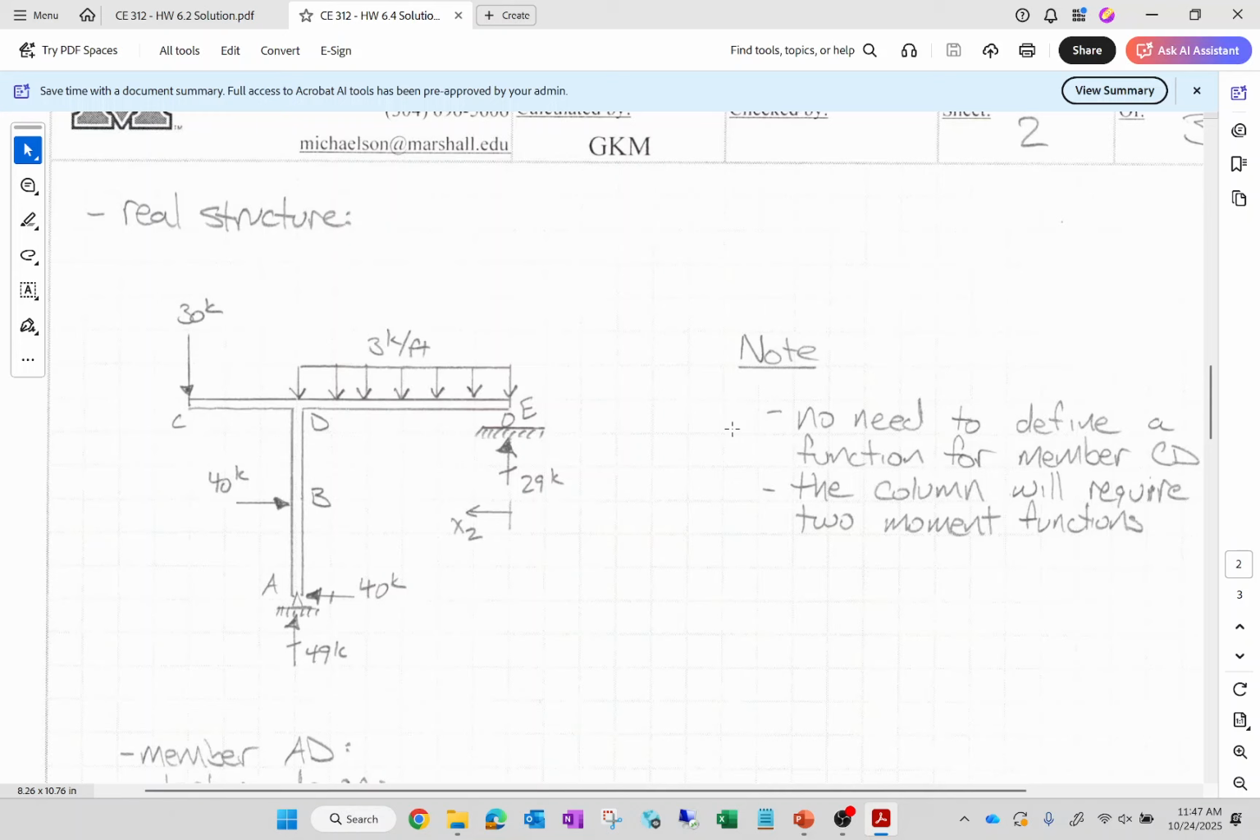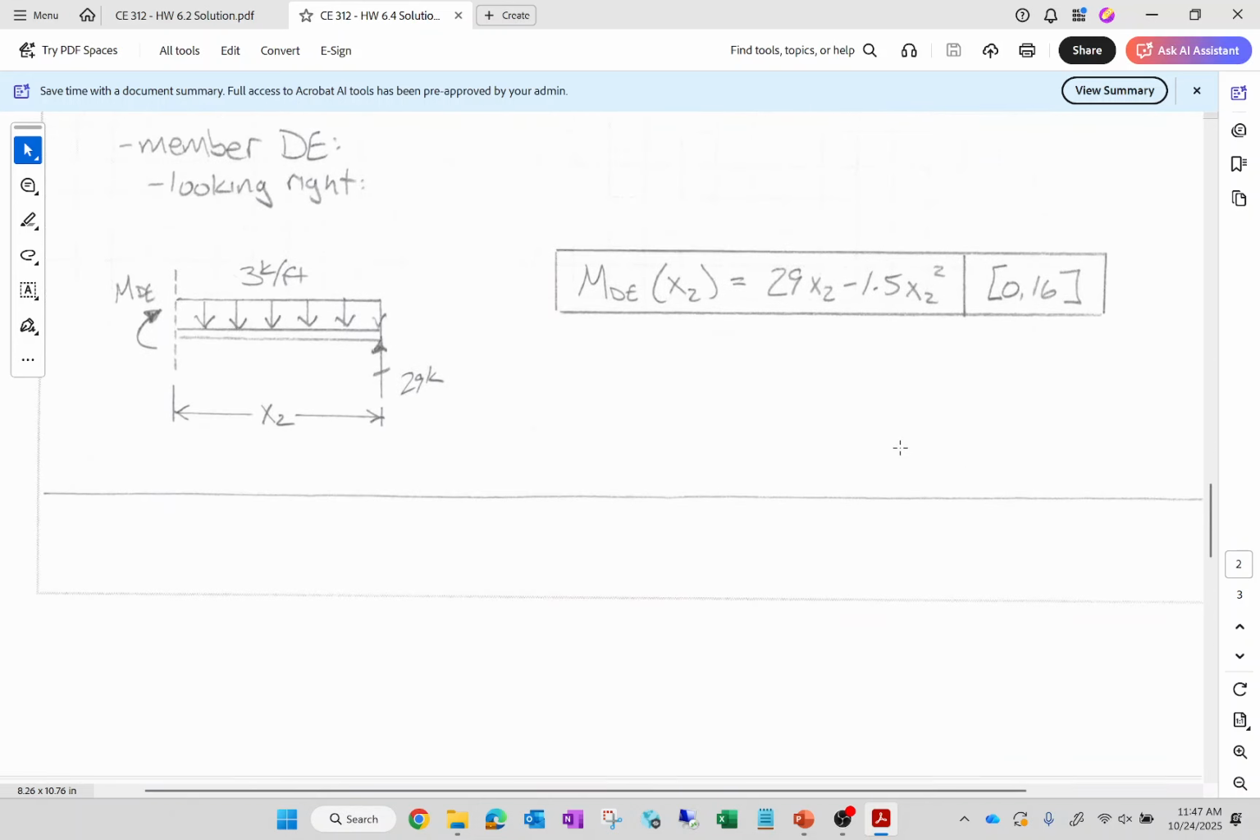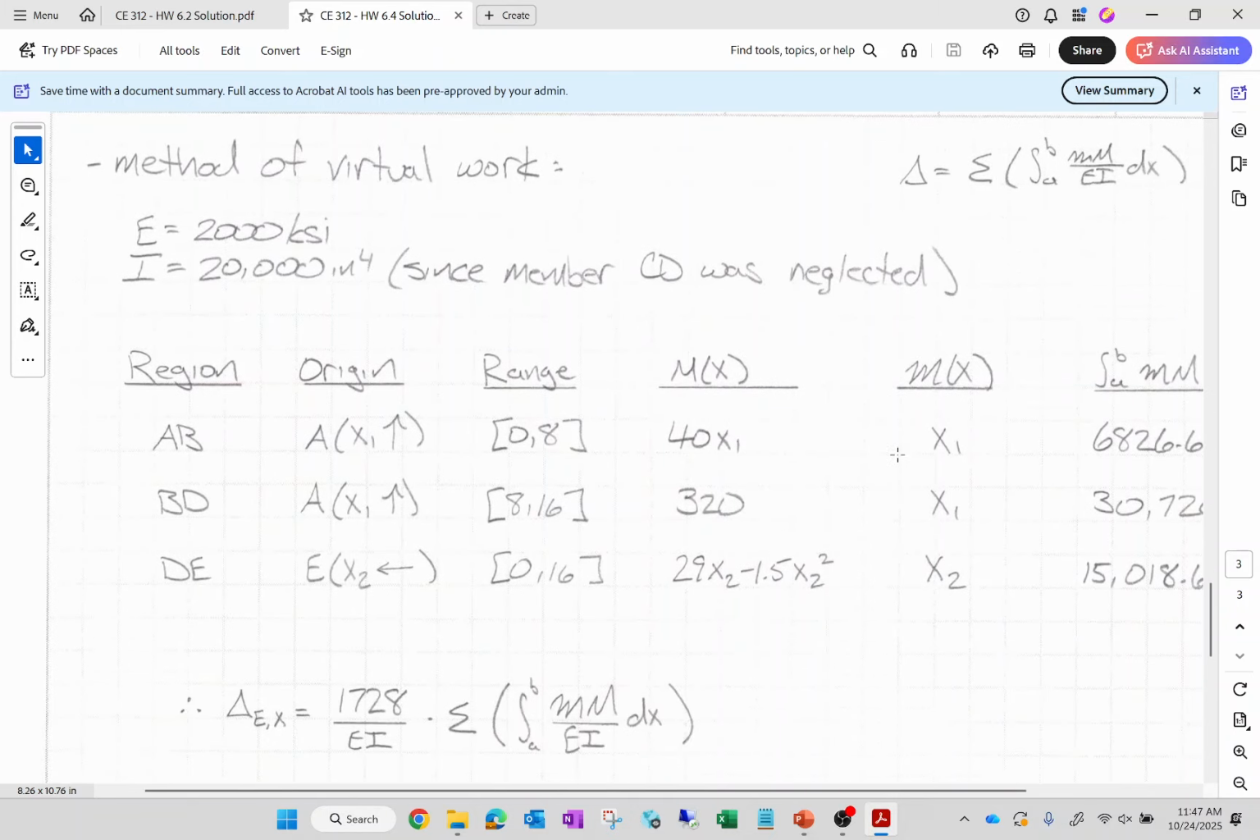So when I integrate this member, I'm going to have an integral from here to here. When I integrate this member, I'm going to have 2 functions. I'm going to go from here to here, here to here, okay? So when I set up the final problem, let me go to the very final problem. I'm going to integrate the column from A to B and from B to D.